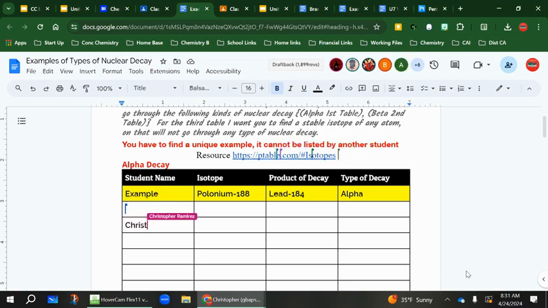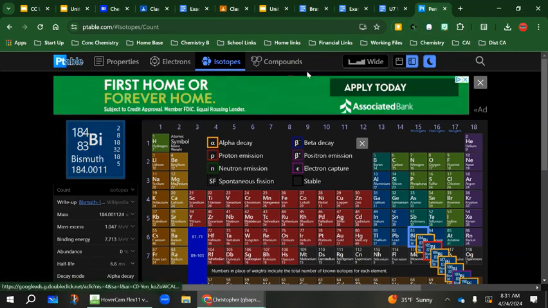How do you find that? That is where this link to the P table comes in. If you open up that link, it should take you to the isotope page. Make sure isotopes is highlighted at the top. Now, a yellow box around something means it undergoes alpha decay. A blue box around it means it undergoes beta decay. And a black box around it means that it is stable.